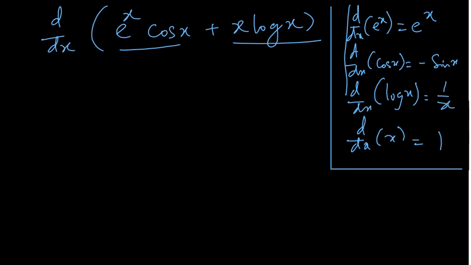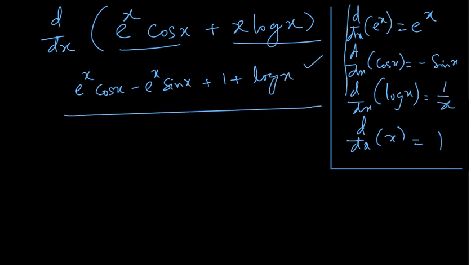Correct. Good. So I'll write the answer. Okay. So e power x, and as you said, for e power x it will be like that only. This is u dash, v is cos x, then your minus e power x sin x plus 1 plus log x. Correct? This is the answer. Okay, so we are doing good.